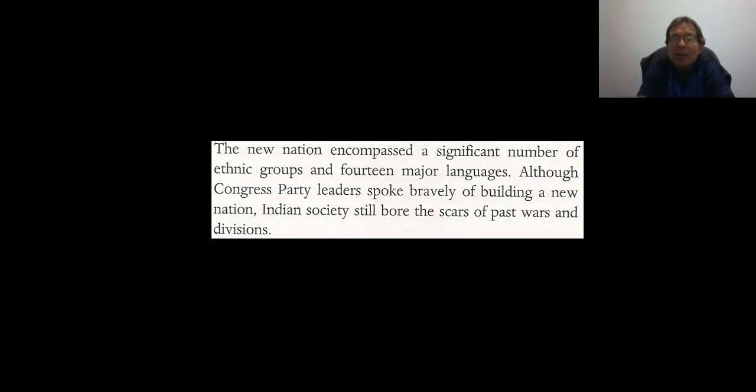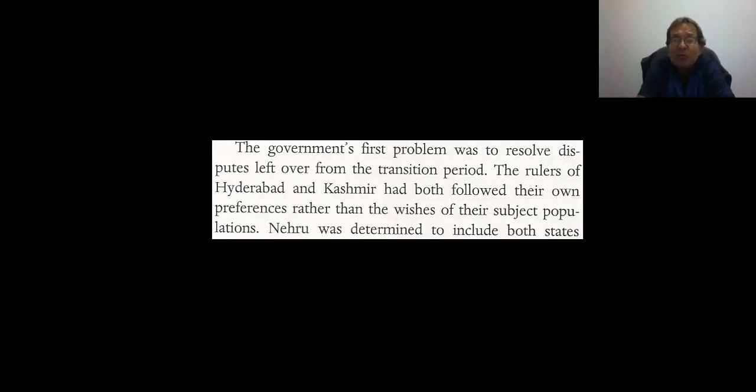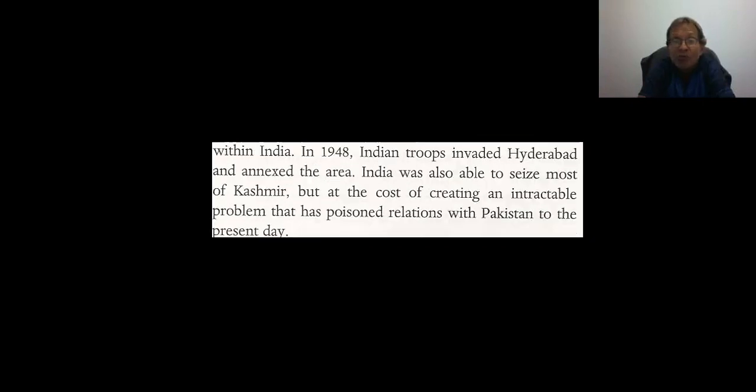And although the Congress Party leaders spoke bravely of building a new nation, Indian society still bore the scars of past wars and divisions. The government's first problem was to resolve the disputes left over from the transition period, and the rulers of Hyderabad and Kashmir both followed their own preferences rather than the wishes of their subject populations. Nehru was determined to include both states within India, and in 1948, Indian troops invaded Hyderabad and annexed the area. India was also able to seize most of Kashmir, but at a cost of creating an intractable problem that has poisoned relations with Pakistan to the present day.